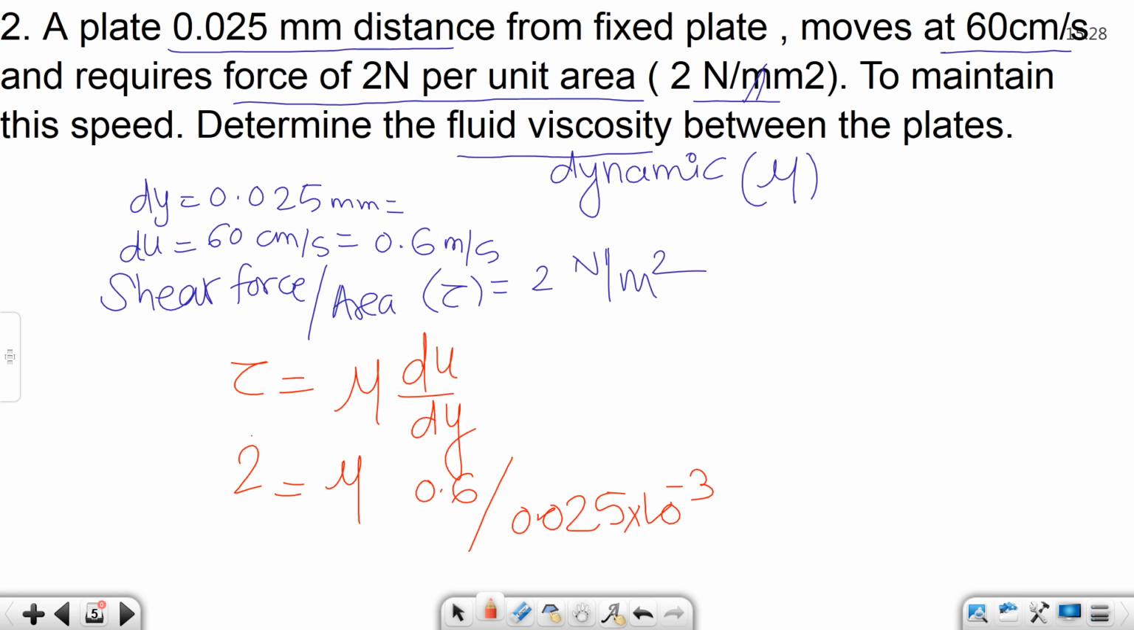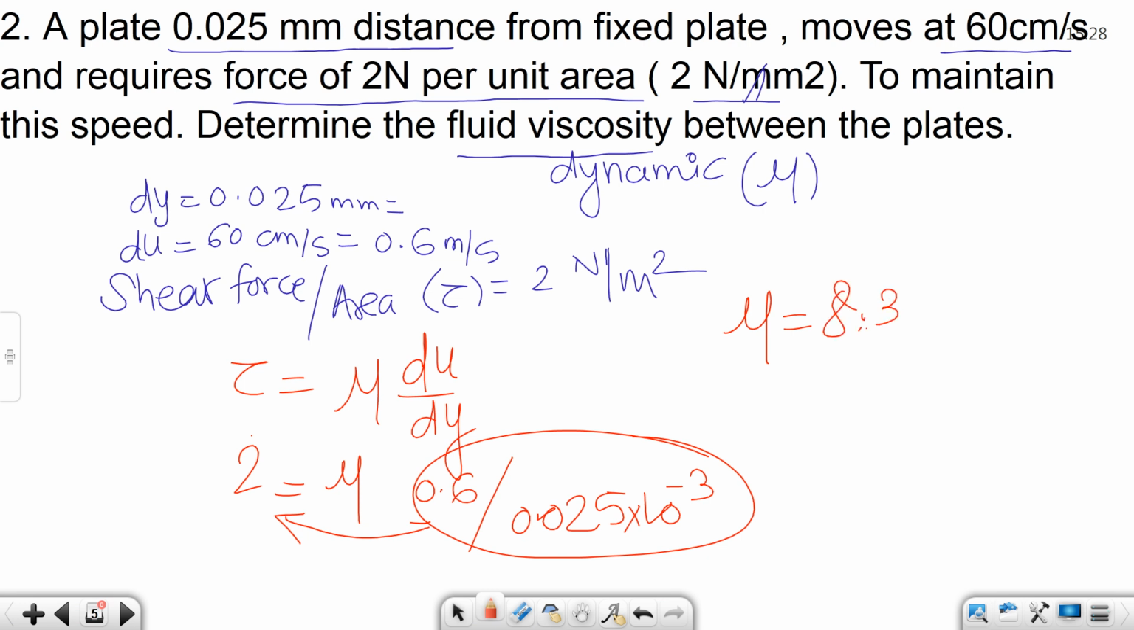Just take conversion to the SI unit. So from this, just find out this term and take on this side. You'll get the answer, dynamic viscosity mu is equal to 8.3 into 10 raised to minus 5 Newton second per meter square. As we know, this Newton per meter square is also Pascal, so you can say Pascal second. So 8.33 into 10 raised to minus 5 Newton second per meter square or Pascal second.